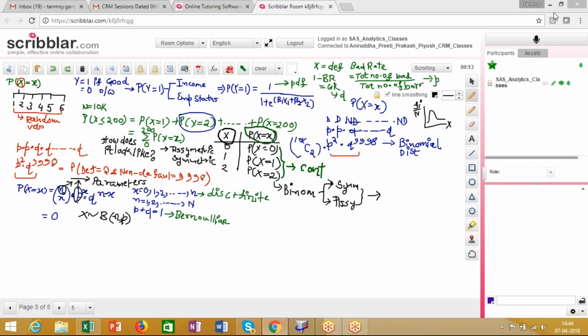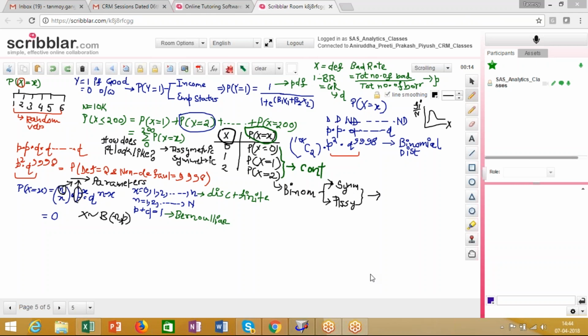So Kumar says it can be both symmetric and asymmetric. Why? What are the metrics or basis on which you will say that it's symmetric or asymmetric? But yes, Kumar, you are absolutely correct when you say that it can be both symmetric and asymmetric.